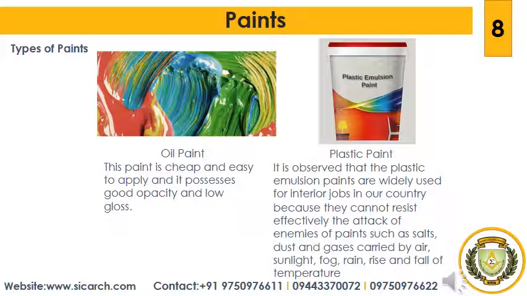So the next type of paint that we will be seeing is oil paint. This is the ordinary paint and it is generally applied in 3 coats of varying composition. They are respectively termed as primers, undercoats and finishing coats. This paint is cheap and easy to apply and it possesses good opacity and low gloss.